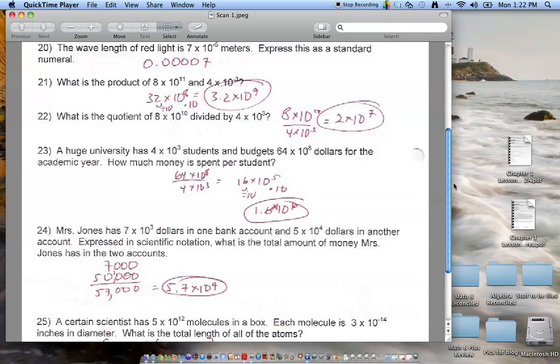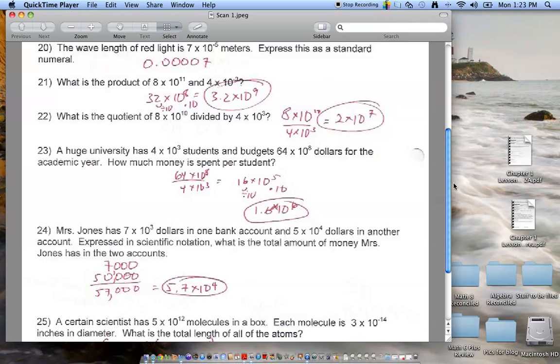Adding with scientific notation is very difficult unless you convert to regular numbers. So look what I did here. See this 7 times 10 to the third? I converted to 7,000. Then I converted 5 times 10 to the fourth to 50,000, and I added 0, 0, 0, 7, 5, and then I converted back to scientific notation because they want the answer in scientific notation. So if it's an add question, do it as a regular number, convert your answer back to scientific notation.